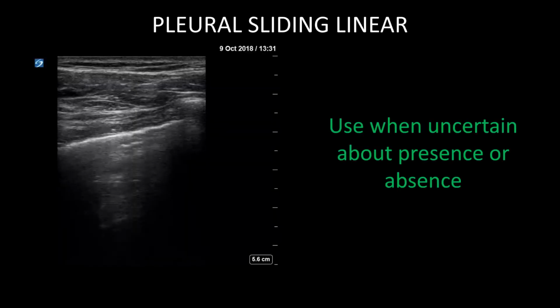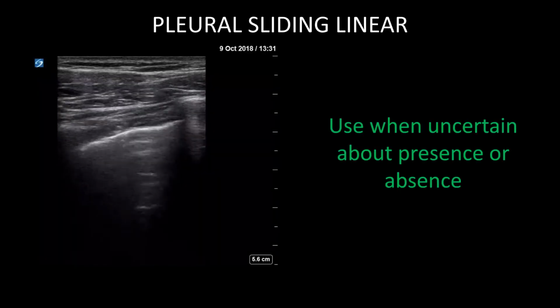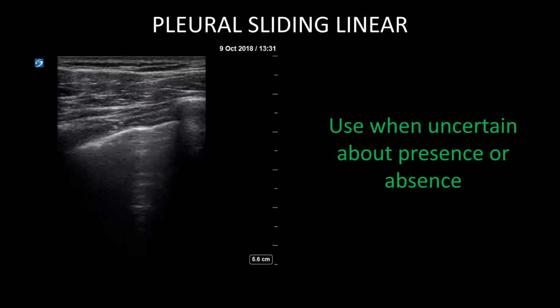In some situations, it remains difficult to determine if there is pleural sliding on one of those probes. In these cases, changing to a linear probe may improve sensitivity. The same optimization tricks are applicable. Now, notice how this is easier to see with the linear probe.